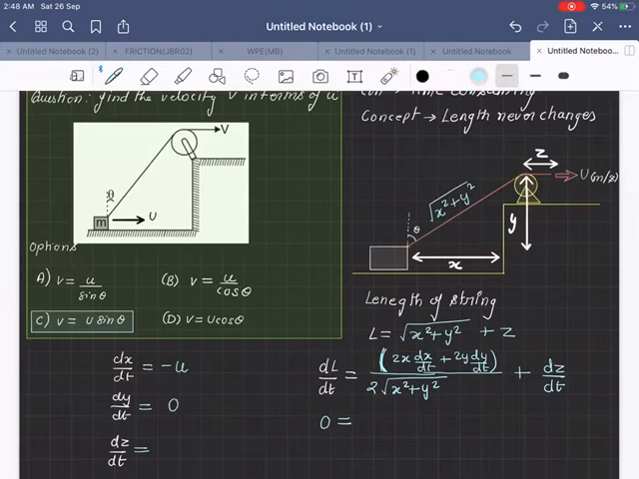In a similar way dz by dt. Let's see, z here is fixed at the top of the pulley, but the other end is moving with velocity v. So we can guess that the z value is going to increase, which means it is going to get plus v. After that we have to put the values here. If you solve it, you get square root of x square plus y square, and dx by dt, which is minus u. I'm not going to write dy by dt because it's 0, and here we will get v.